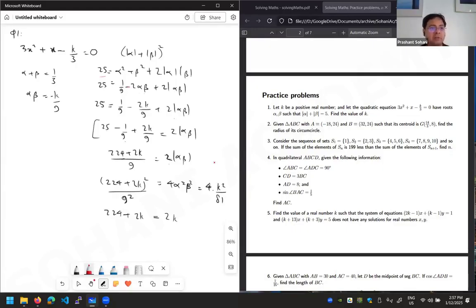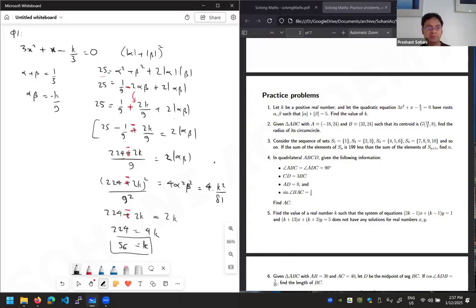So here minus alpha beta is minus k by 9, right? And when it went from this to this step, this minus should have become plus, which I missed. So when I take it to the other side, this will remain minus. So this will also remain minus. Therefore, I'm getting the equation 224 is equal to 4k, and therefore k is 56. Yes, I think this is a good method.